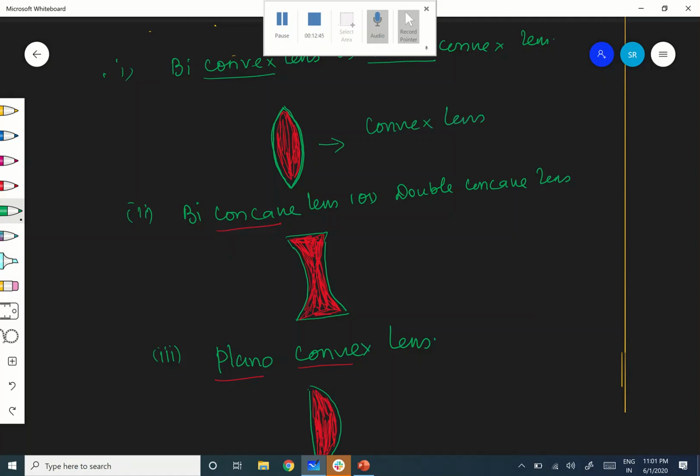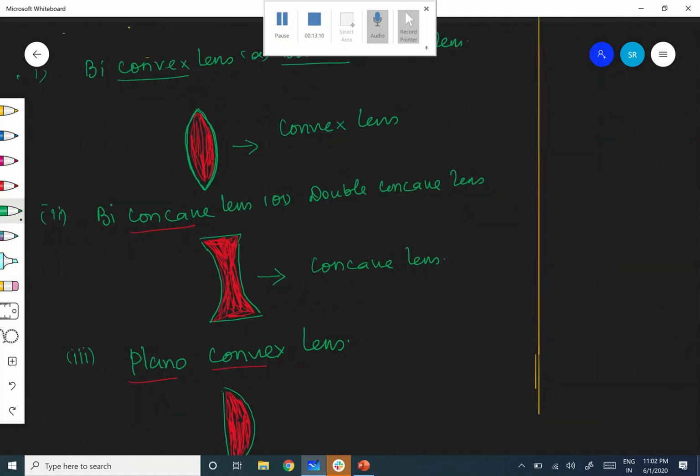Convex lens means both the sides are convex. The transparent medium is bounded by two convex surfaces. Here the transparent medium is bounded by two concave surfaces. Therefore it is a concave lens. Are you following? Okay, so these are the different types of lenses.